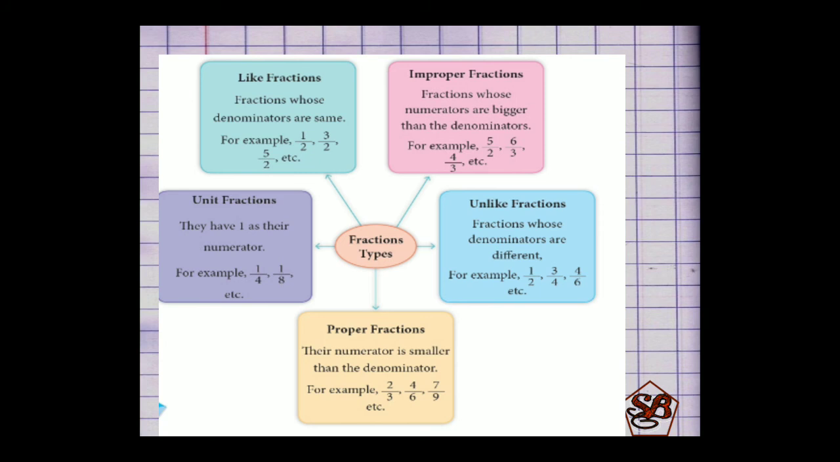Let's quickly recap what we have done. Proper fractions, the numerator is smaller than the denominator. Improper fraction, the numerator is bigger than the denominator. Unit fraction, the numerator is always 1. Like fractions have the same denominators. Unlike fractions have different denominators.